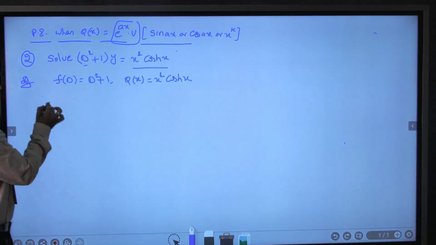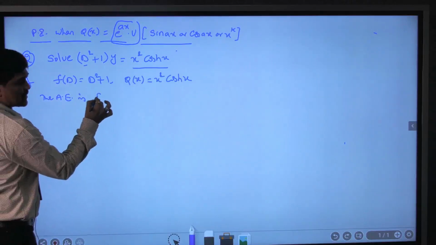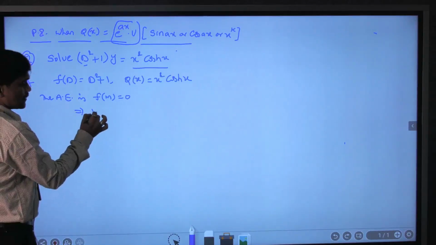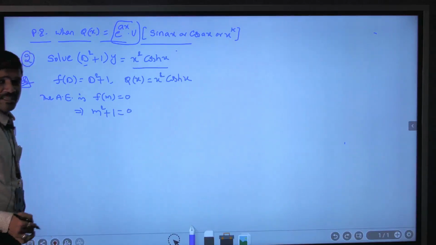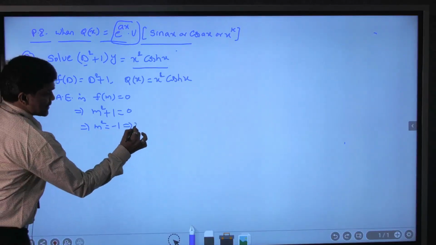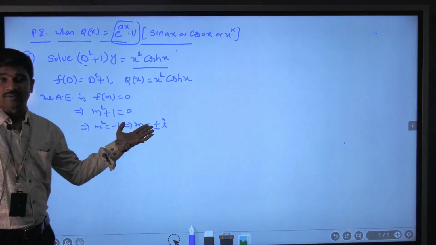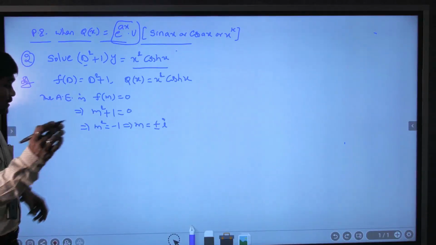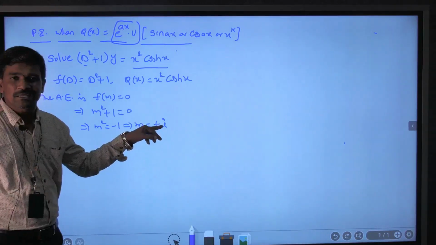Now the auxiliary equation is f of m is equal to 0. What is f of m? Replace d with m in f of d. M square plus 1 is equal to 0. So m square is equal to minus 1, which implies m is equal to plus or minus i. Here we get complex roots. What is the solution for complex roots? Compare with a plus or minus ib. Here a is 0 and b is 1.